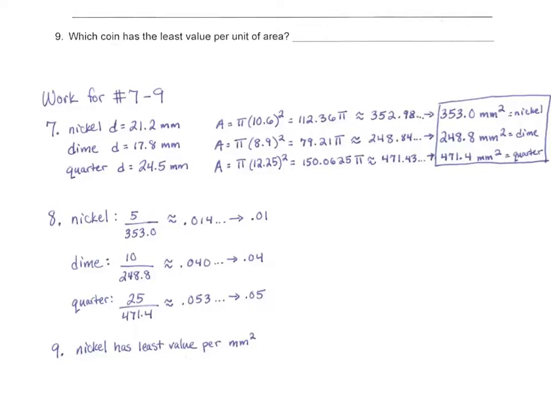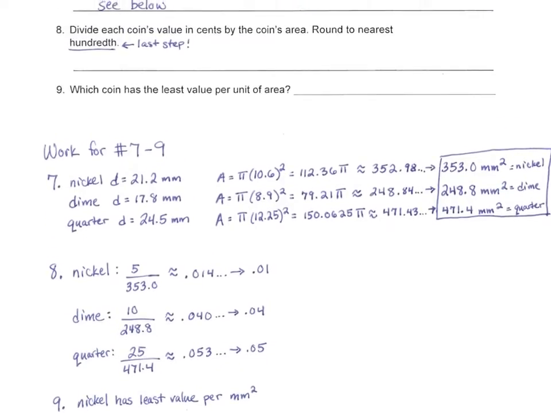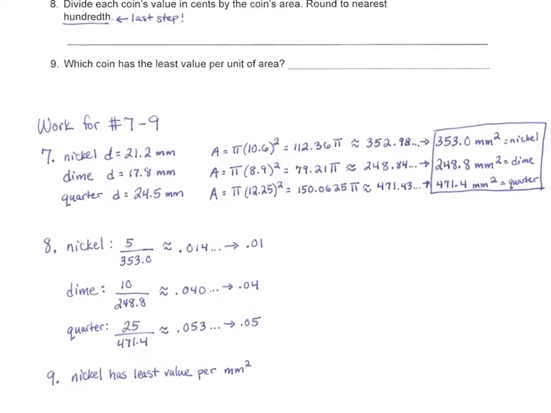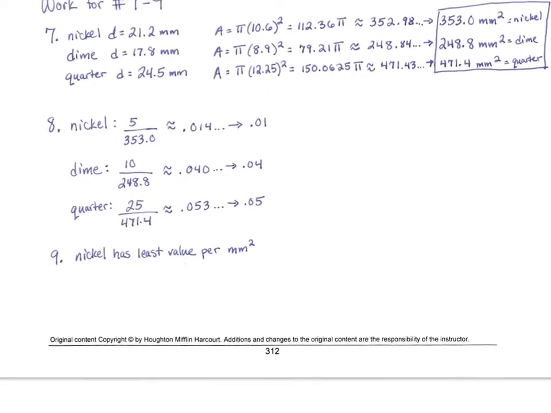Then going back up to question 8, it says, okay, take those area values and divide the coin's value by the coin's area. Again, we're rounding to the nearest hundredth there, but we're going to wait to do that until the very last step. So you can see the setup for the work that I have there is that the value, of course, of the nickel is 5 cents, dime is 10, and quarter is 25.